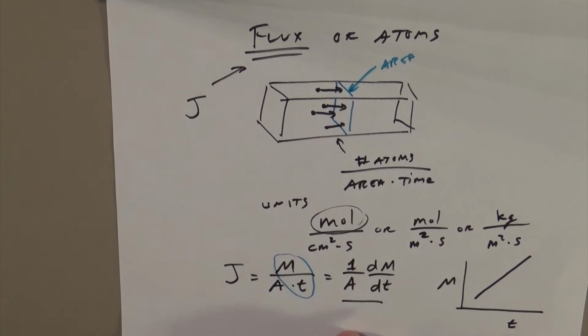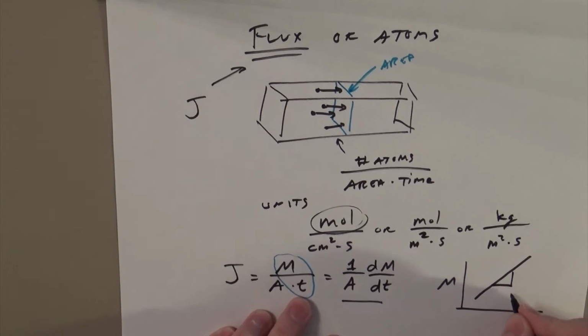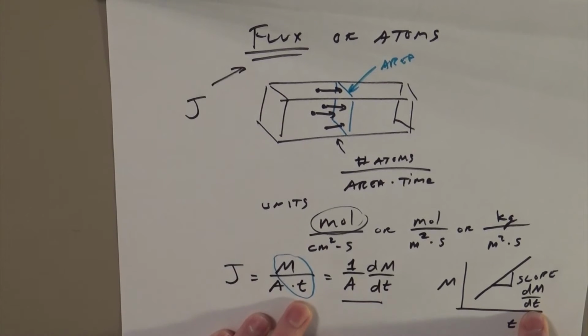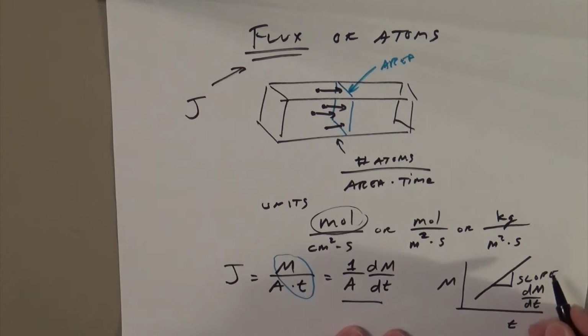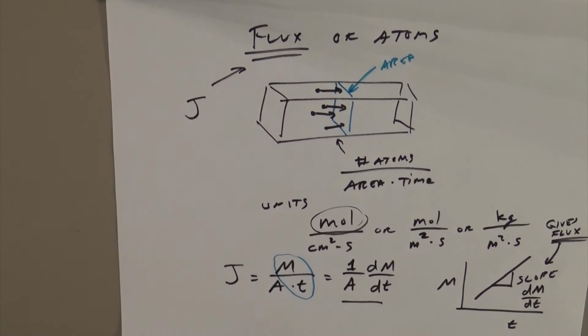that's typically going to be some straight line. I guess it doesn't always have to be, but in the case of steady state diffusion, it's going to be a straight line. And that slope is dm dt, right? Because the slope of the line is dm dt, then that's going to give you flux. Gives you the slope of the line. So if you have some way of measuring the amount of mass versus time.